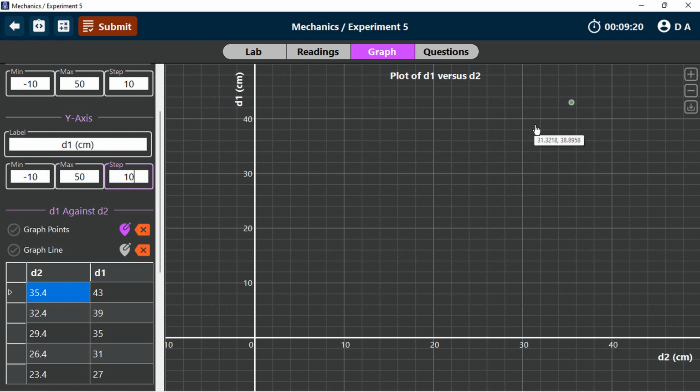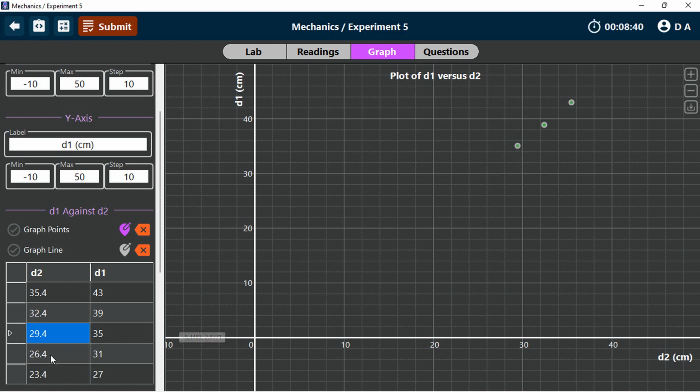This is 32.4, and this is roughly 39. So you just click. Then the next is this 29.4 and 35. This is 29, almost 30, right in between here. 0.4 is very close to 30. Then we have 35. So 35 should be somewhere at the middle, right? Then this 39.4, which is somewhere here, and we're good to go here.